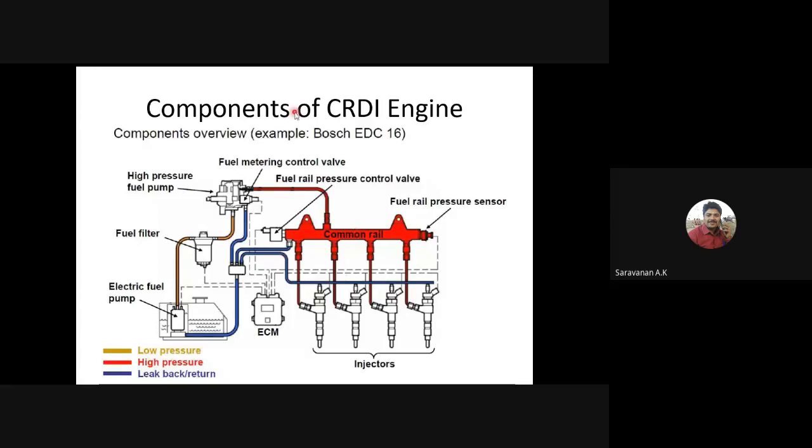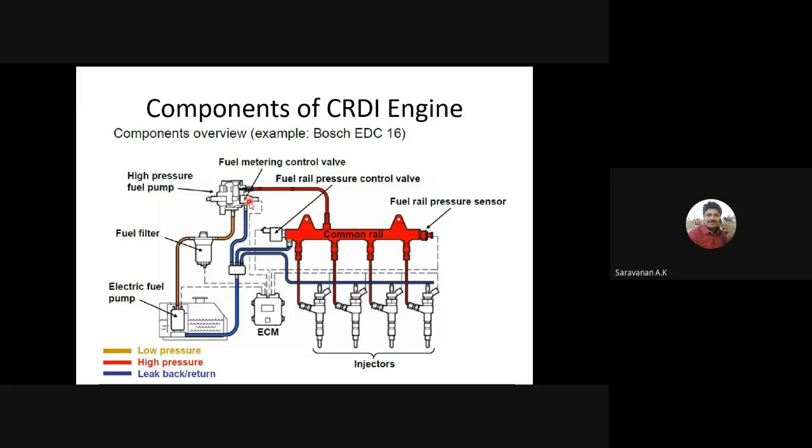And here we have one more important component, the fuel metering control valve. It is located at the back side of the high pressure pump, as you can see here. It controls the amount of fuel, how much fuel gets into the system, and it is controlled by the ECU unit.